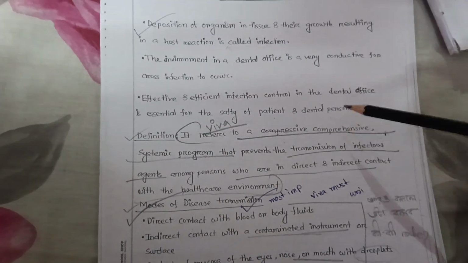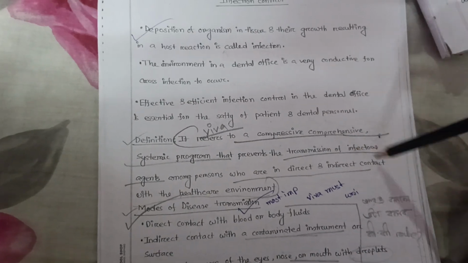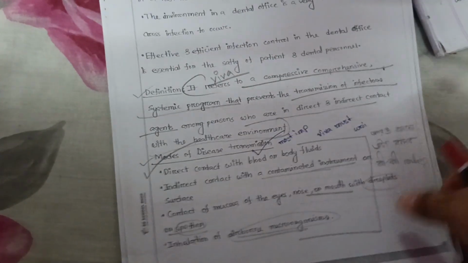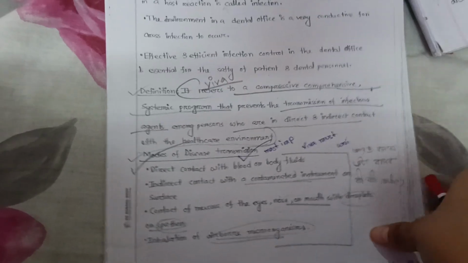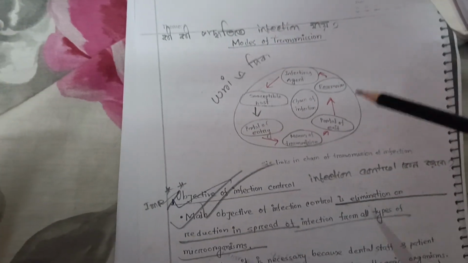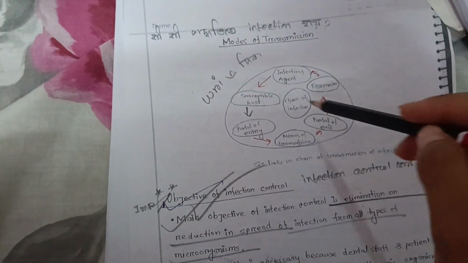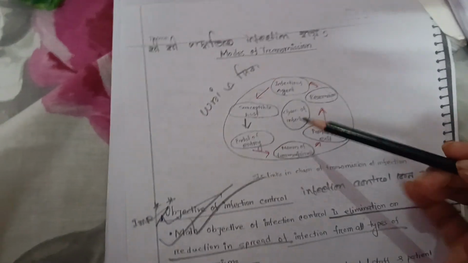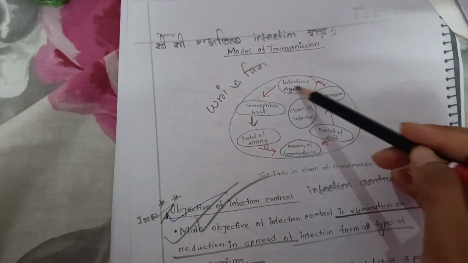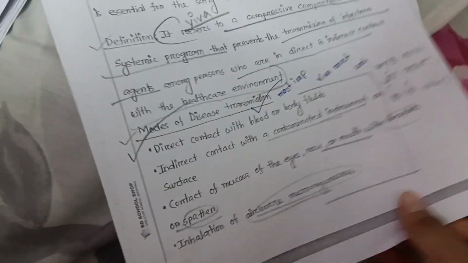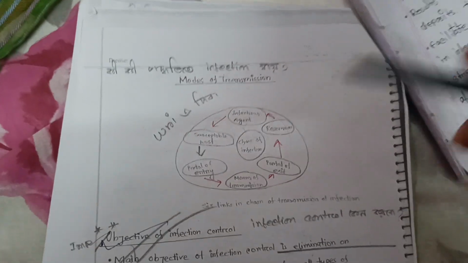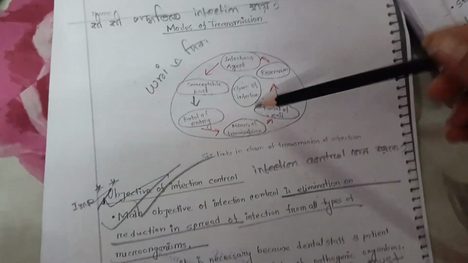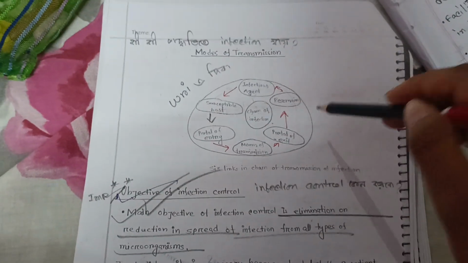From infection control, you will have to learn the definition of infection control. Modes of disease transmission is also important. You will get this question in your viva: what are the modes of disease transmission? If you get the question, you will have to first say this flowchart. This flowchart begins from the infectious agent. After that you can say this part, but at first you will have to say this flowchart, and it's also important for the written exam.